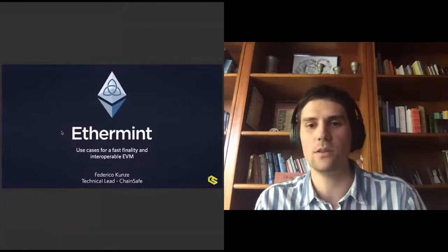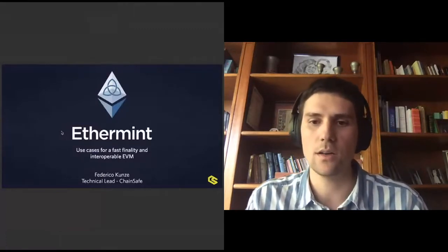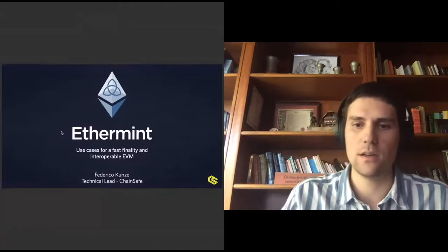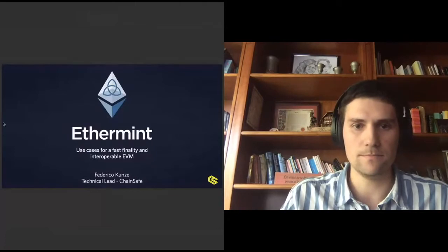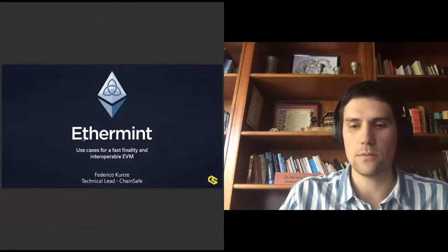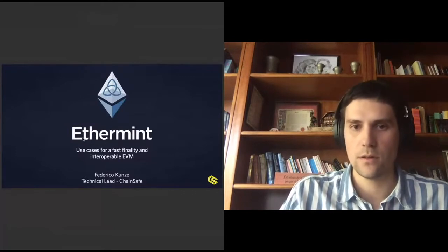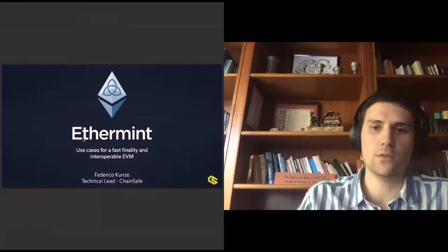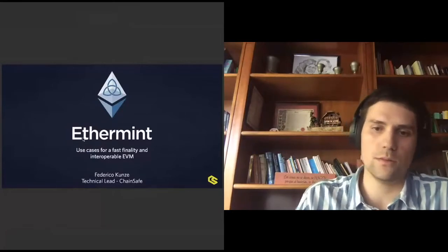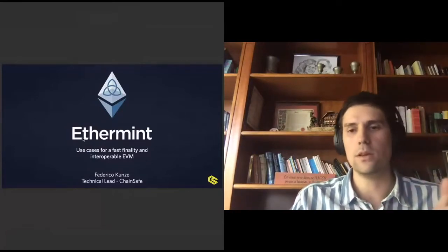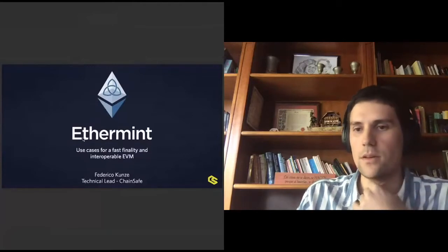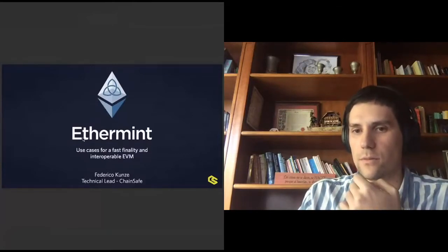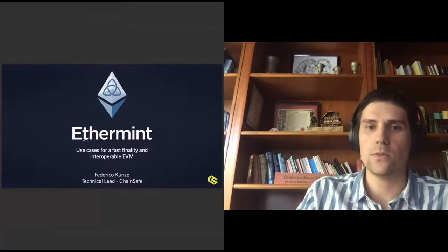So I'm going to talk today about Ethermint, on use cases for fast finality and interoperable EVM. So what is Ethermint in particular? Ethermint is a scalable and high throughput proof of stake blockchain that is fully compatible and interoperable with Ethereum. Now I'm going to go through each of the statements in this phrase.